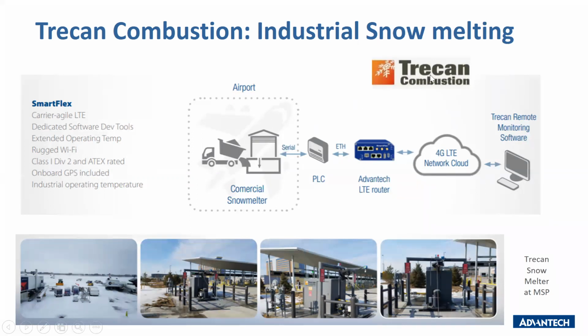And so Trican is a company based in Canada that develops these industrial snow melting installations and equipment, and they need to monitor fuel level, the gate lifting and closing, temperature, obviously. And so they do that. Their remote software accesses it over the Advantech router, and then it's used to optimize that. And this is actually some photos from the field, in this case at Minneapolis-St. Paul Airport.